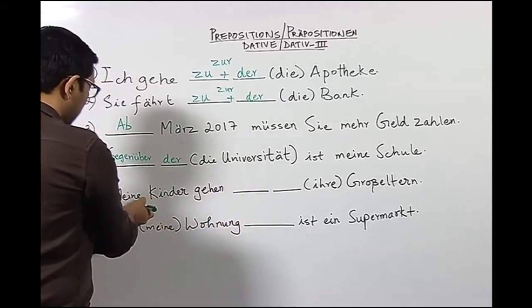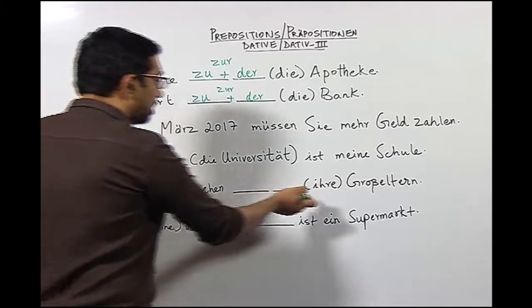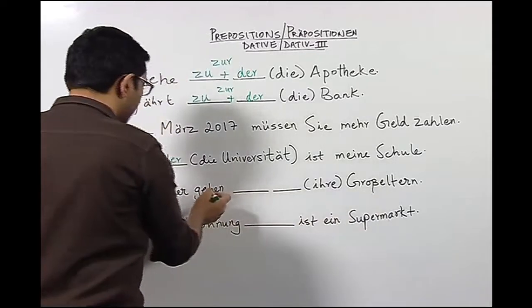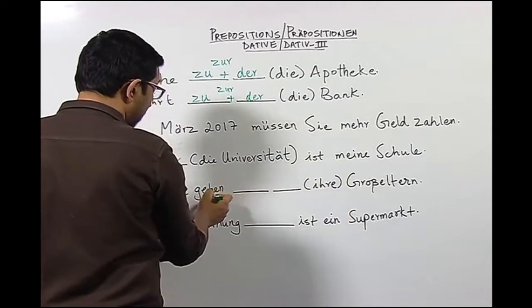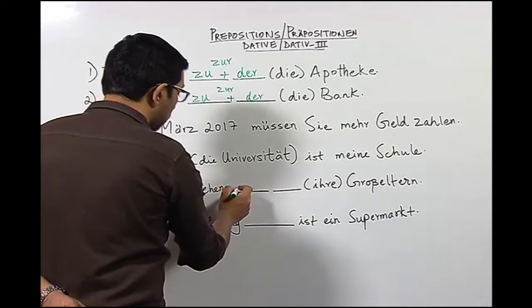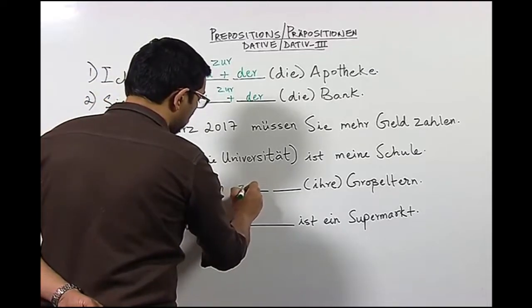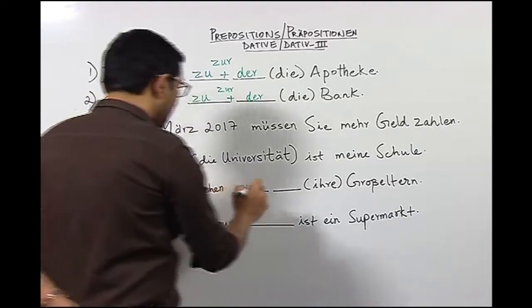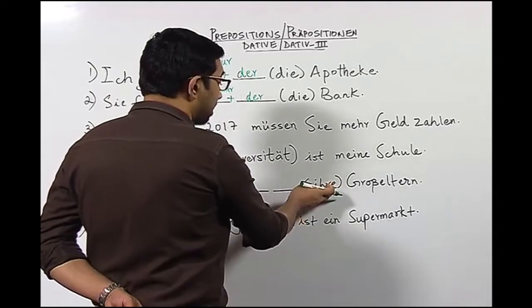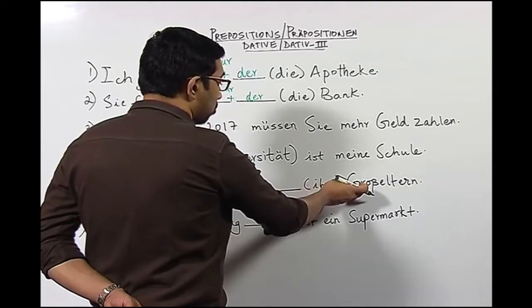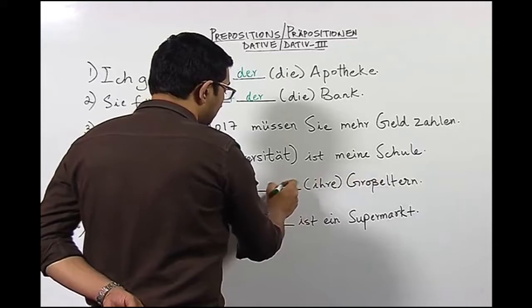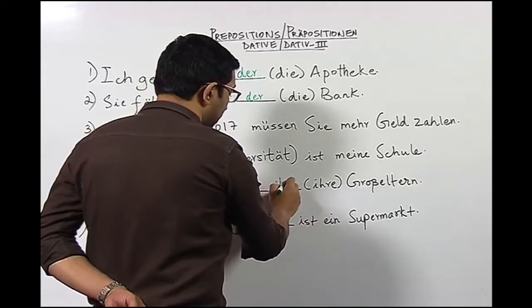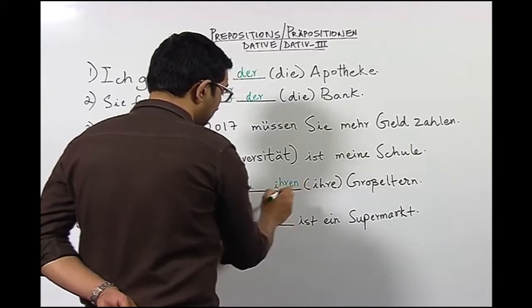Now, in sentence number 5, meine Kinder gehen ihre Großeltern. Again we have a verb here which is gehen, which is a movement verb. So, now for the movement verb we usually use the preposition zu, and then we have the possessive article ihre, which is in plural for the noun Großeltern, which means grandparents. In dative we know that ihre becomes ihren.